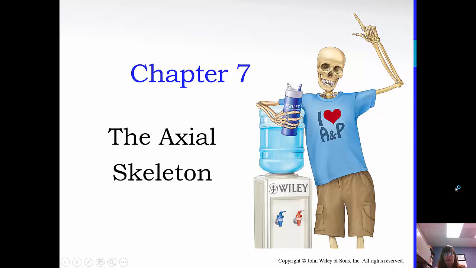Okay, we are moving on to Chapter 7, which is the axial part of the skeleton. So we're talking about, think about the axis. We're going to be talking about the skull, the vertebral column. Think about an axis of something as kind of the middle point, like maybe the axis of the planet is what everything else revolves around. So our axial skeleton.